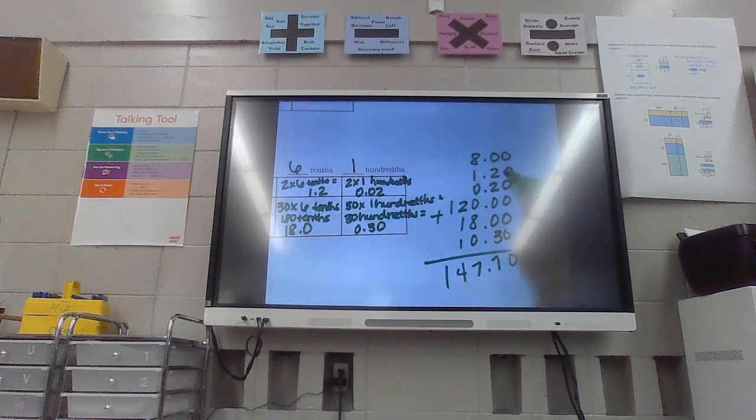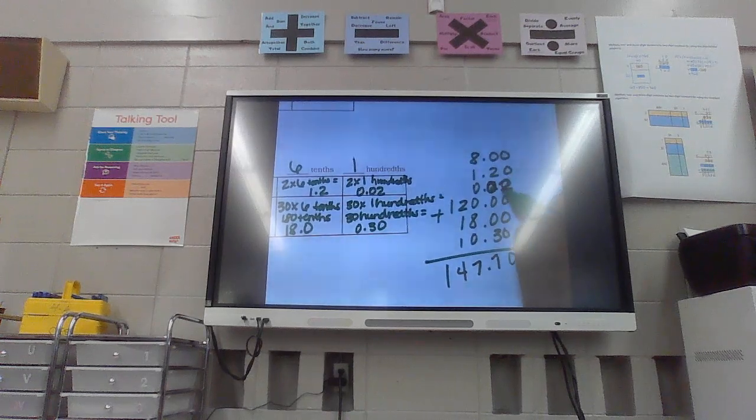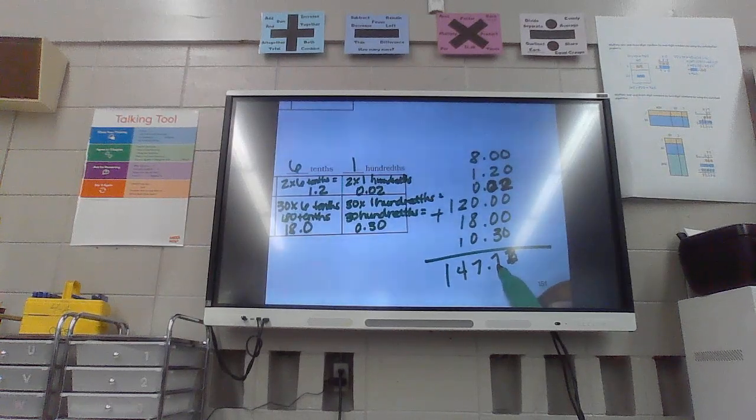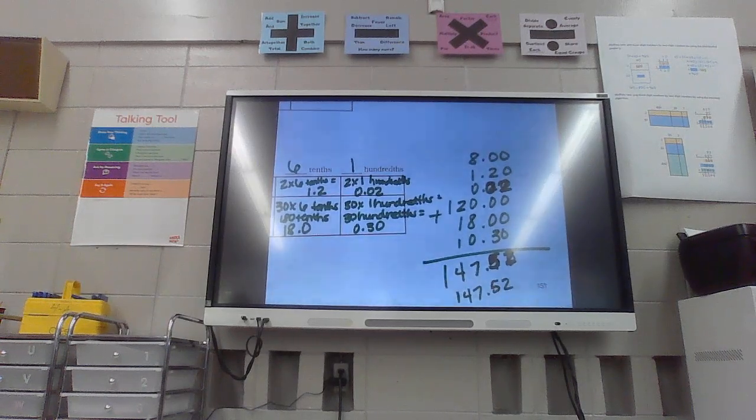Oh, y'all right. Somebody got it. I did. That's great. So now instead of this being 0, it has to be 2. And instead of this being 7, it has to be 5. Great. So that means the answer should be what? 147 and 52 hundredths.